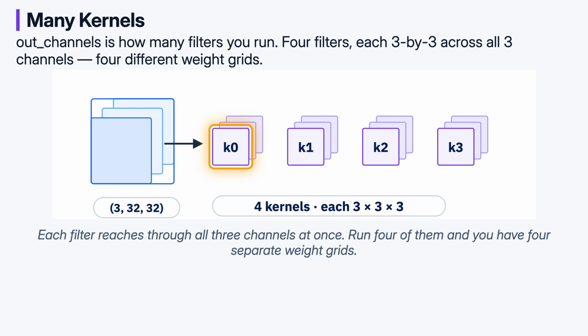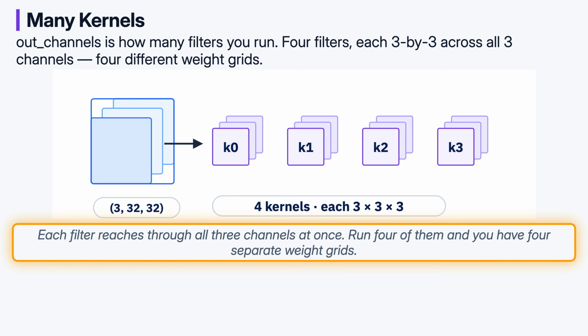Output channels is how many filters you run. This is the first filter. The second filter. The third. And the fourth. Each filter has one 3x3 slice for each input channel, and those slices are added into a single value. So 4 filters give 4 maps, not 12. 12 would be 4 times 3, but the 3 channels get summed away.